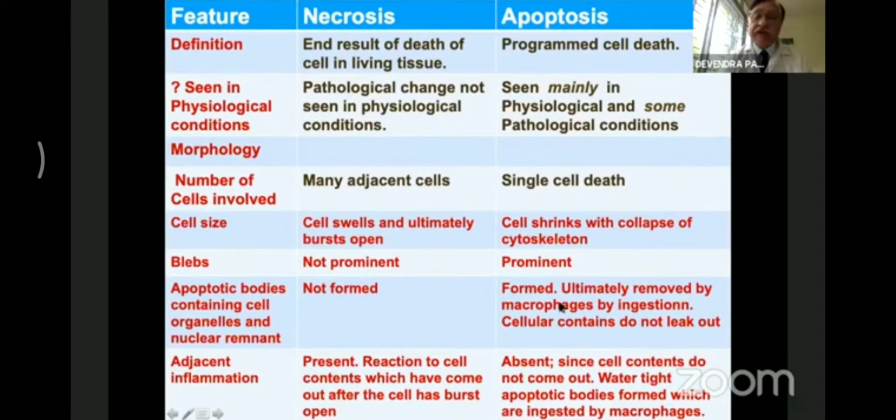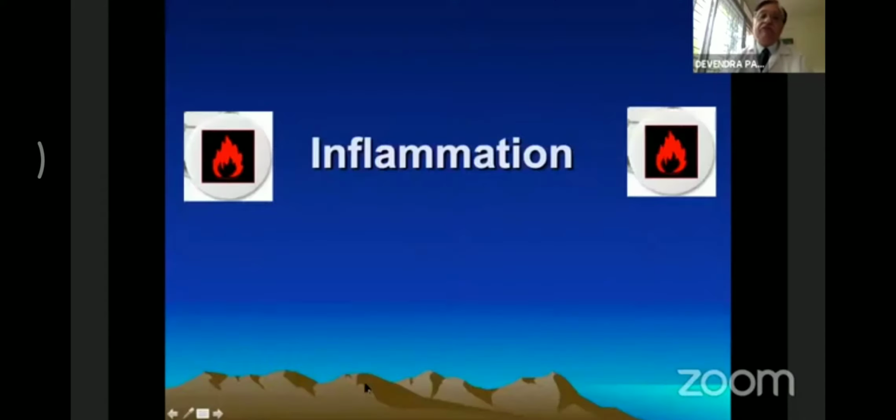Bodies formed, eaten away by macrophages, inflammation absent, inflammation present.